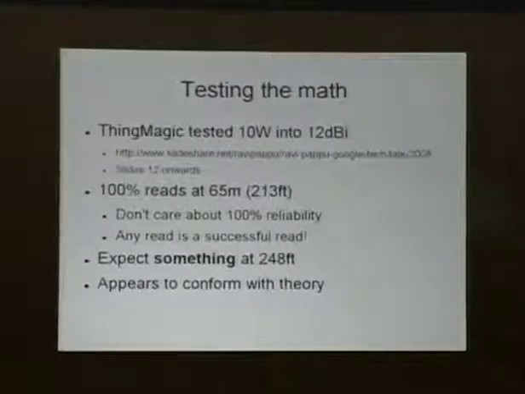Fortunately, someone's actually done this. A company called ThingMagic, they produce a competing line of readers. They put 10 watts into 12 dBi of antenna and got 100% reliable reads at 65 meters, about 213 feet. Personally, I don't care about being 100% reliable. Any read is a good read as far as I'm concerned. So if they got 100% reliable at 213 feet, I would expect to see something at 248 feet, and we appear to be conforming fairly well with theory.